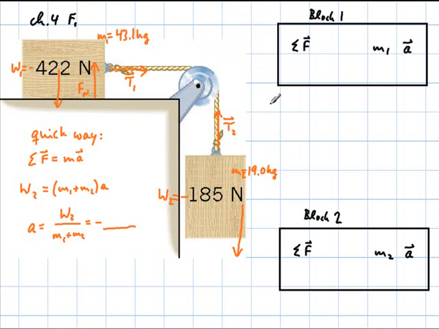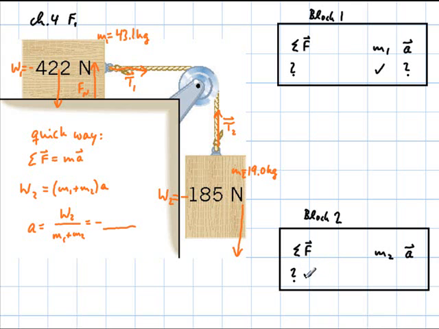I'm going to go in here and say, well, for block 1, the only force that is important here would be the tension, and that's actually what they're asking for, so I'm going to put a question mark. The mass 1 we have given, and the acceleration is also what they're asking for. For block 2, they are asking for the tension.